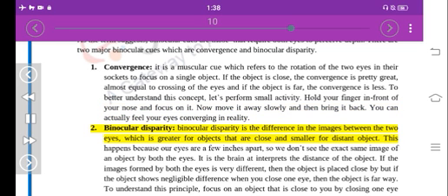2. Binocular disparity. Binocular disparity is the difference in the images between the 2 eyes, which is greater for objects that are close and smaller for distant objects. This happens because our eyes are a few inches apart, so we don't see the exact same image of an object with both eyes. It is the brain that interprets the distance of the object.